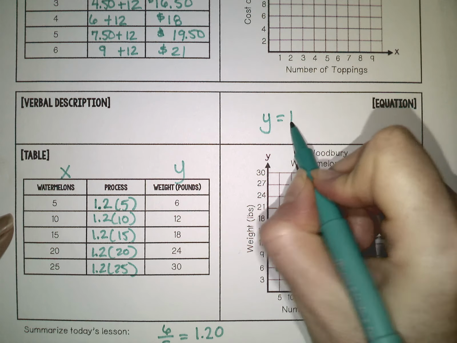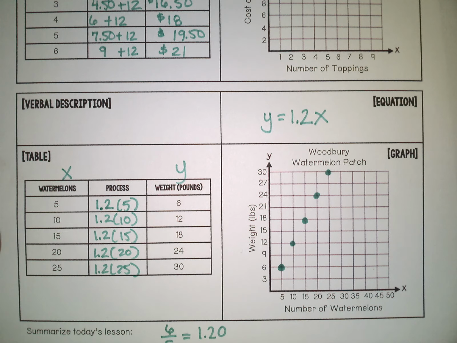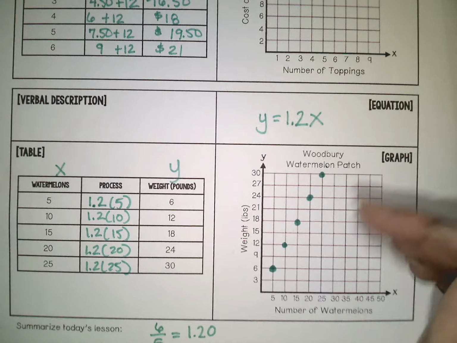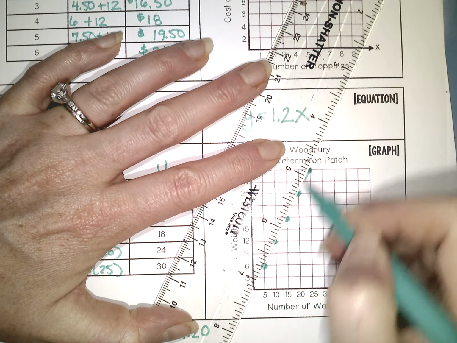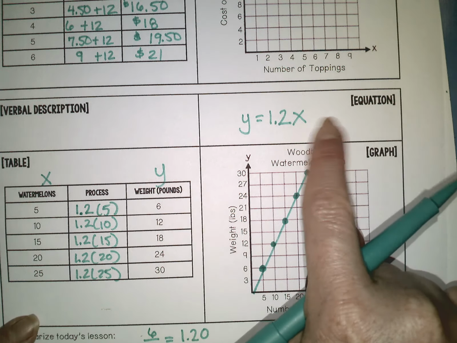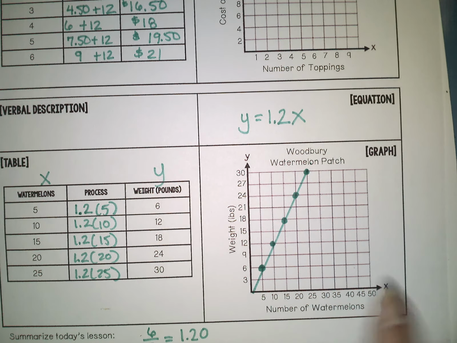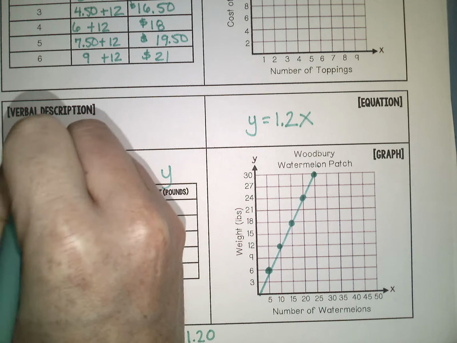So what would we do for an equation here? Y equals, what's our unit rate? 1.2x. And it doesn't change by anything. So guys, if you were going to actually connect these points, it goes straight back through the origin. Therefore, you are not going to have a y-intercept here because it goes through 0. This is a proportional relationship.